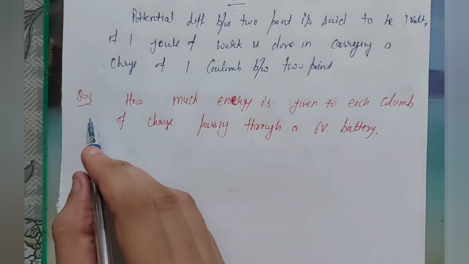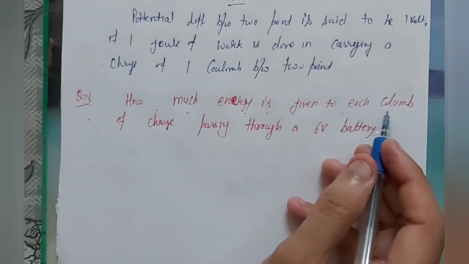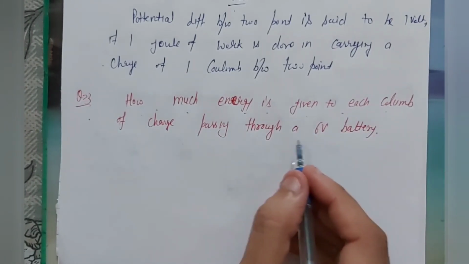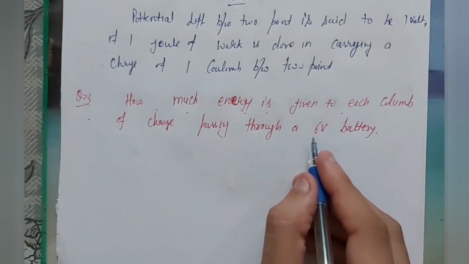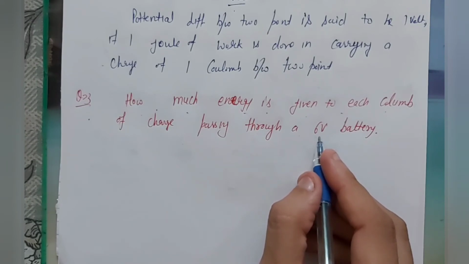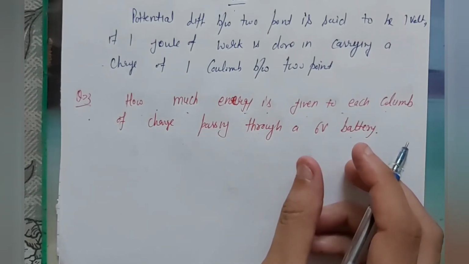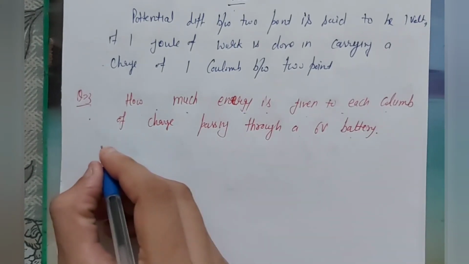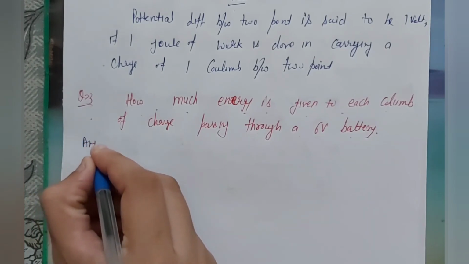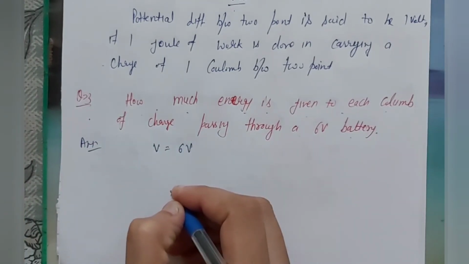Next question is question number 3. How much energy is given to each coulomb of charge passing through a 6 volt battery? Here potential difference is given, a 6 volt battery. As we know that a battery and a cell is used to create a potential difference across any conductor. So potential difference, that means V value is given as 6 volt.